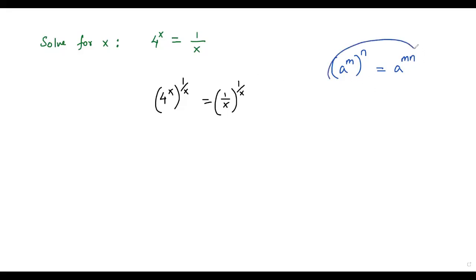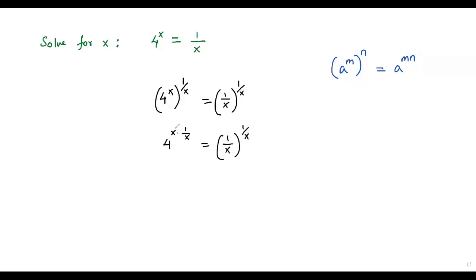So I'm going to use the power of a power rule here, because we have the base 4 with exponent x, and for this complete expression we have the exponent 1 over x. So what can we do with the two exponents? We can multiply the two exponents x and 1 over x. Let me do it in the next step. 4 to the power x times 1 over x, and we can keep the right side as it is, that is, 1 over x to the power 1 over x.